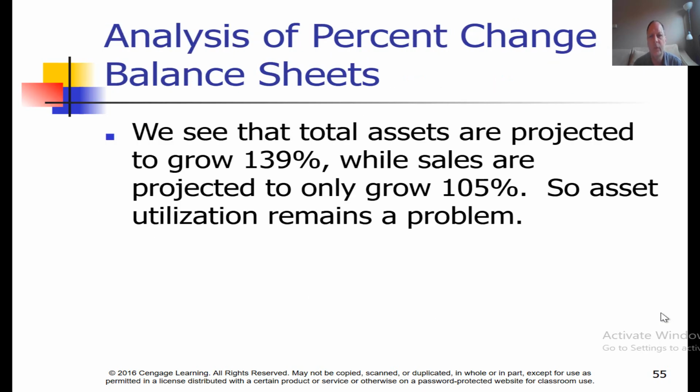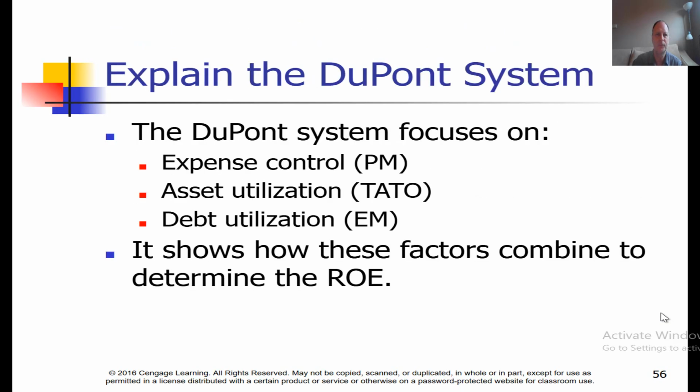If we compare the changes in the income statement with the balance sheet, we see that total assets are projected to grow by 139%, while sales are only projected to grow by 105%. So asset utilization, particularly with the short-term assets, remains a problem.